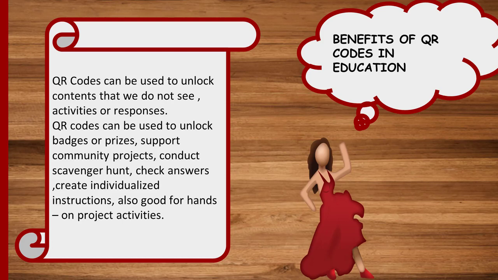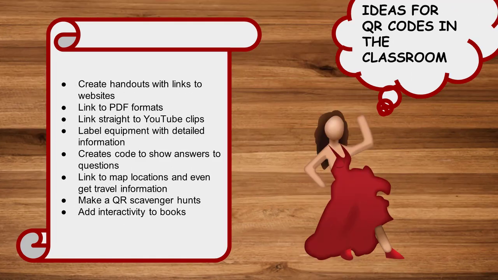Now, the benefits of QR codes in education are limitless. They can be used to unlock content, like I said earlier, contents that we do not see, activities or responses. They can be used to unlock badges or prizes, support community projects, conduct scavenger hunts. I'm going to explain that later in this slide. It can also be used to create individualized instruction. Now, what do you mean by individualized instruction? That is putting learners in charge of their learning, giving them the ability to detect where they need help or support from their teachers.